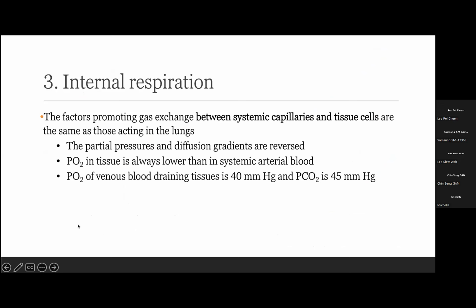Next, I will talk about internal respiration. Internal respiration happens between the systemic capillaries and the tissue cells, and it is almost the same action as in the lung, but it is a total reverse action, whereby oxygen goes into the tissue and carbon dioxide goes out from the tissue.